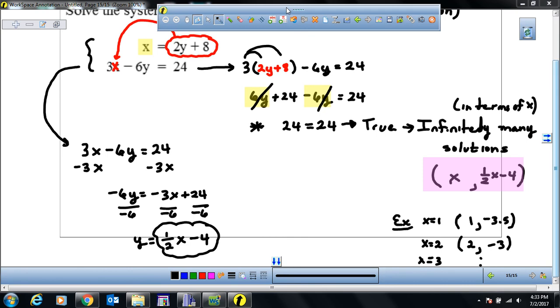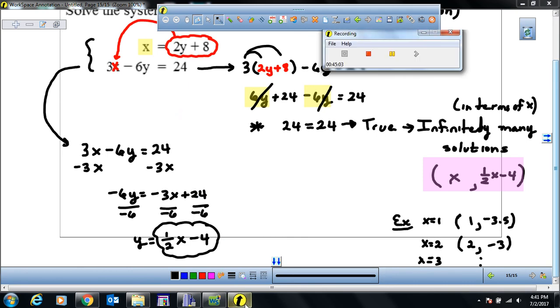Okay, and this problem concludes section 8.1, which is systems of linear equations in two variables.